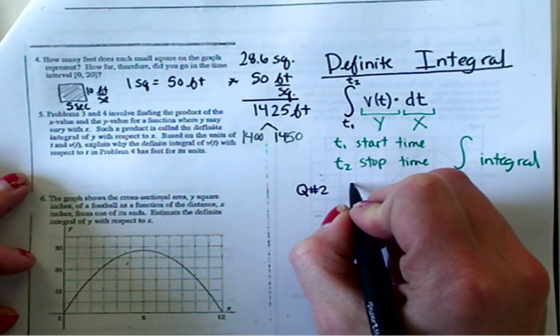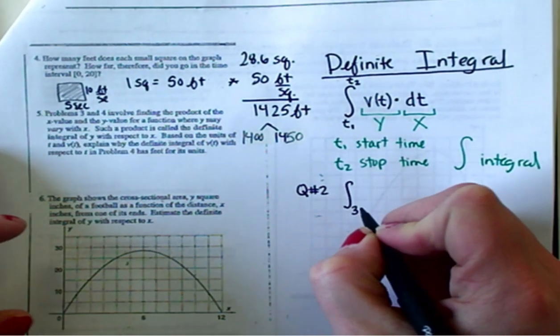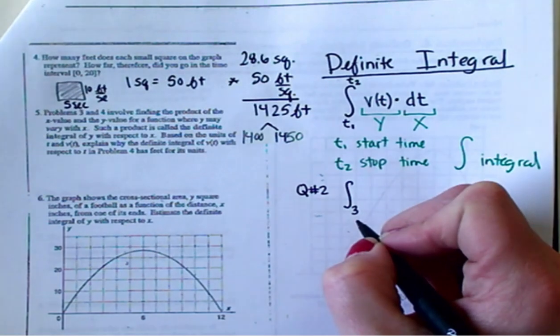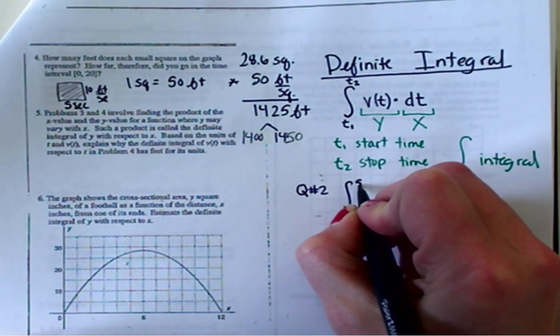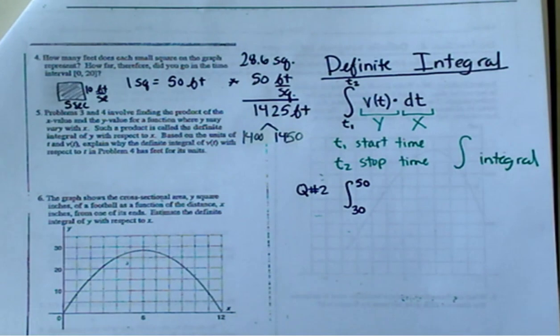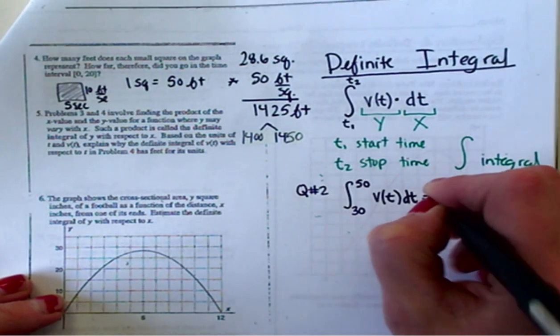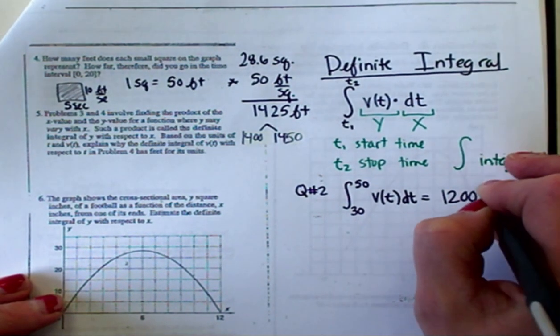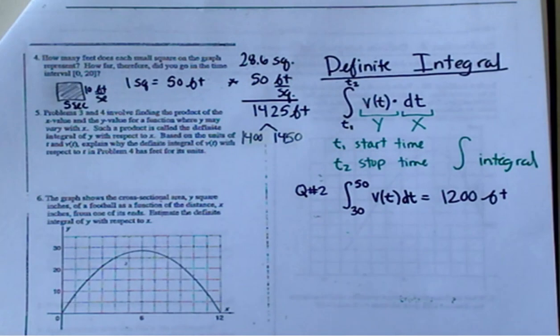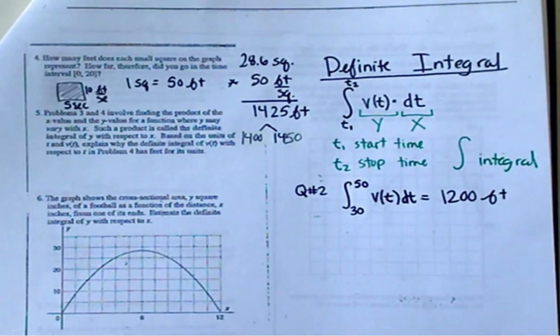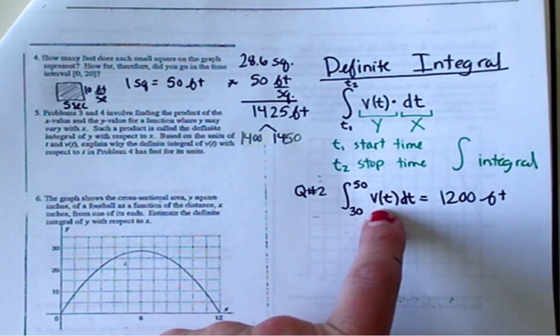Question number 2. The integral from 30 to 50, right? Isn't that the first one we did? From 30 to 50, v of t dt equals 1,200 feet. That was the first area we added up. That's the notation that says I added up the area. I started at 30 and I stopped at 50 velocity. That was the name of the graph I was looking at to add the area.